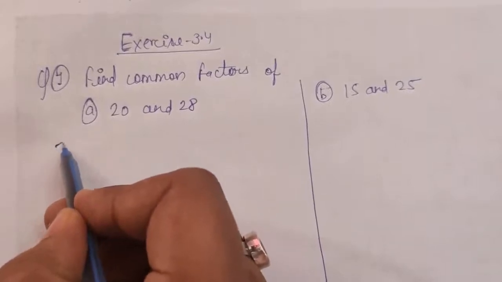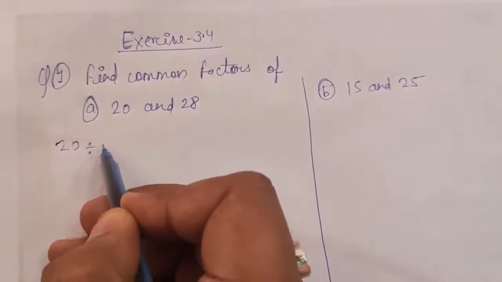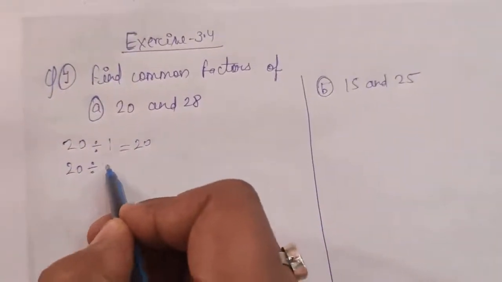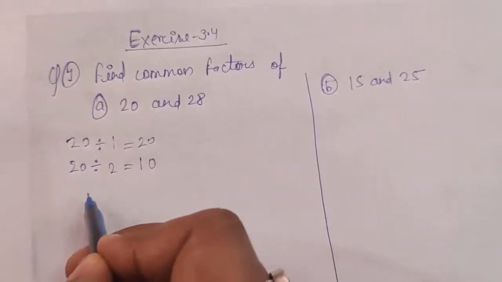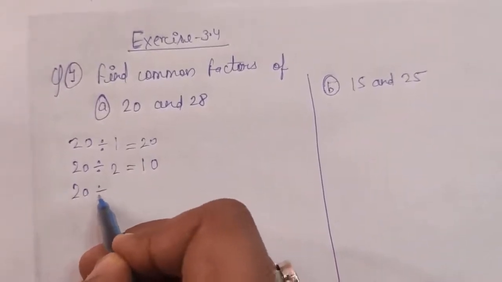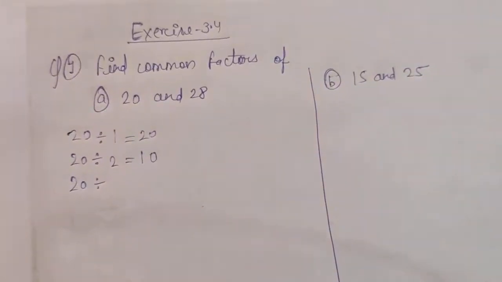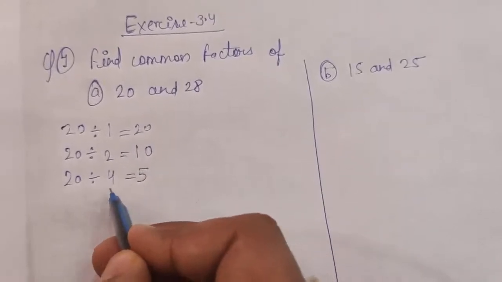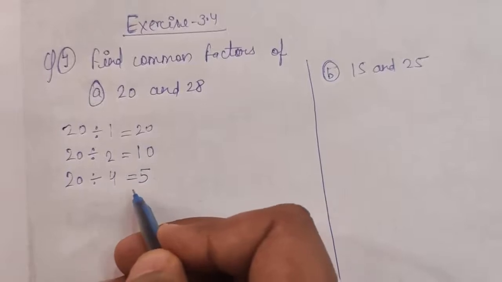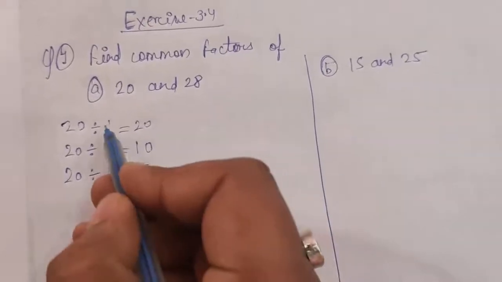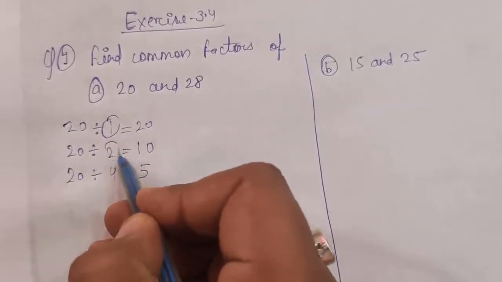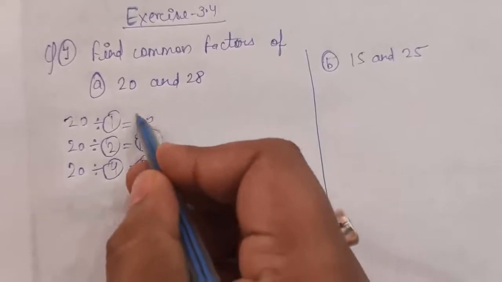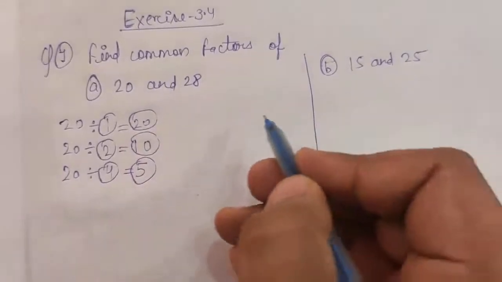For finding the factors of 20, divide 20 by 1, then we will get 20. Then 20 divided by 2, then it is 10. When we divide 20 by 3, no, it is not divisible by 3, so we will not divide it by 3. Then 20 is divisible by 4 and we will get 5. Now here you can see between 4 and 5 there is no number, so we will not find more. So all these are the factors: 1, 2, 4, 5, 10 and 20. So these are the factors.